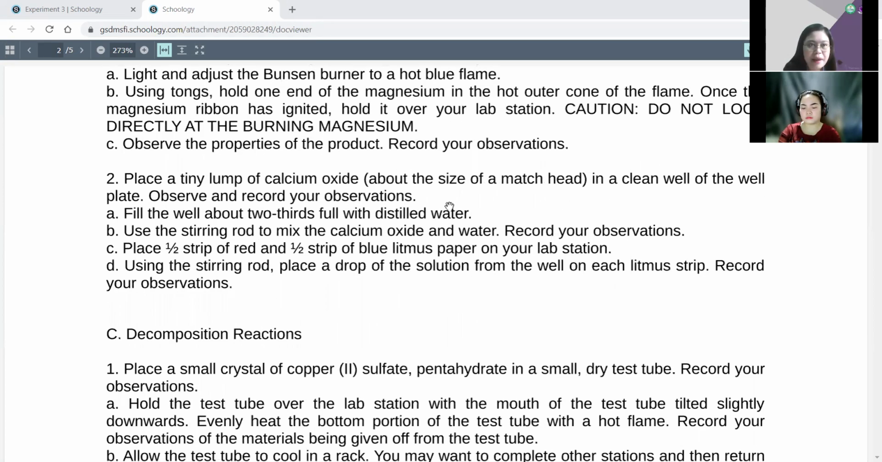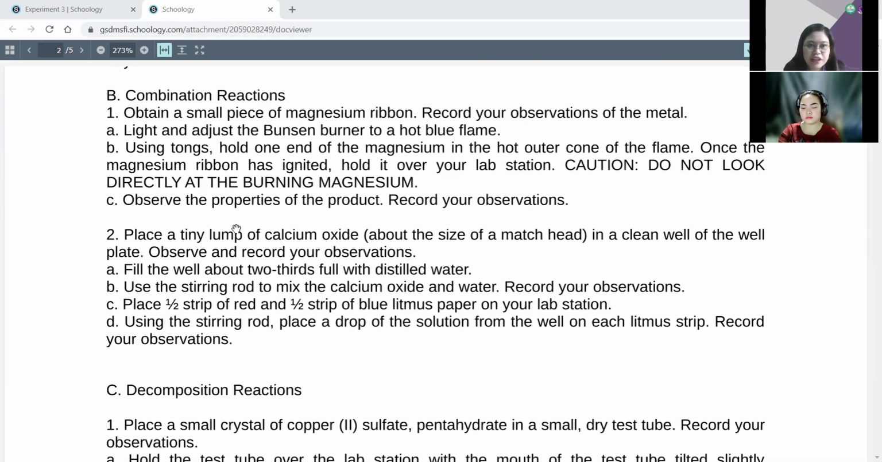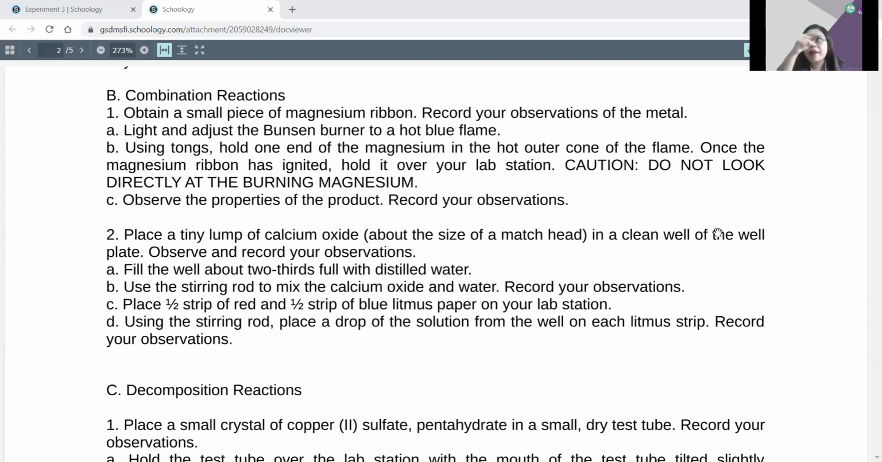The second one for the combination reaction is you have there the calcium oxide. A tiny portion of calcium oxide, and then we will be placing it in a well. When you say well, it's actually like a plate, because it was not included in our activity about the laboratory apparatus. It looks like a plate. Let me draw it.